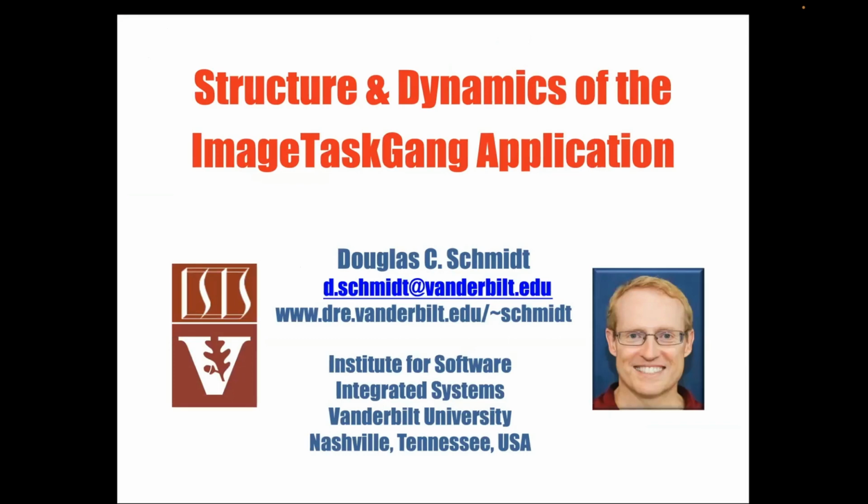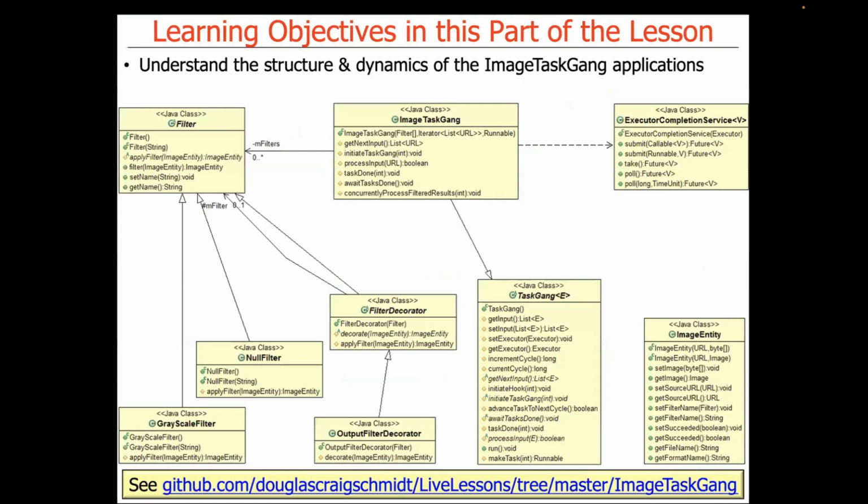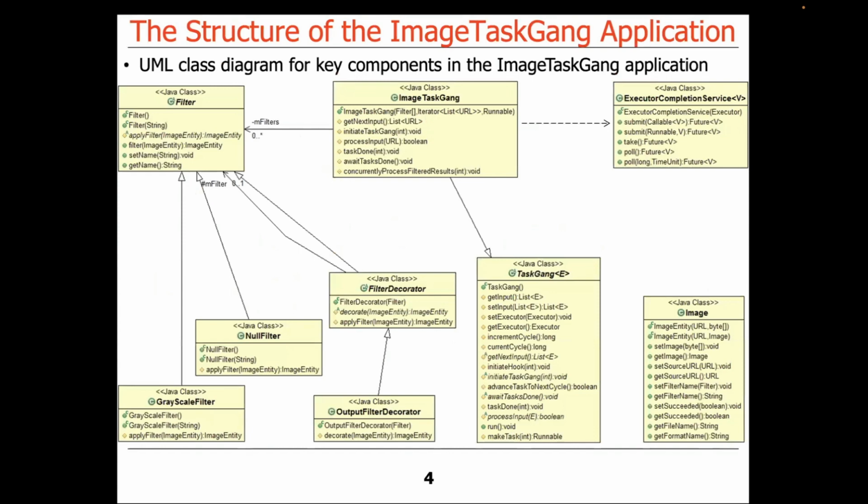So now that I've given you an overview of the overall behavior of the ImageTaskGang application, let's talk about its structure and its dynamics. We'll do this through a couple of different techniques. We'll show some UML class diagrams and their relationships, and we'll also walk through the code at a higher level using a dynamic object interaction style diagram to guide our analysis. So let's take a look first at the structure of the ImageTaskGang application.